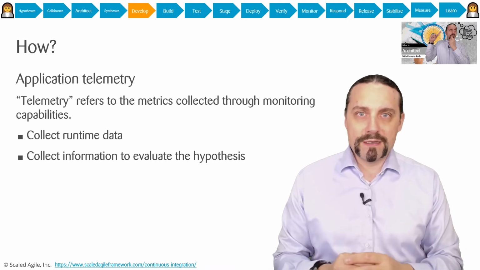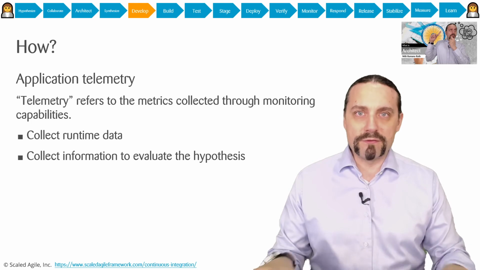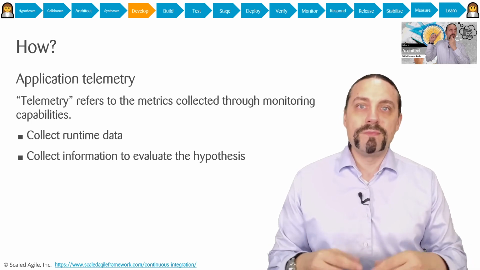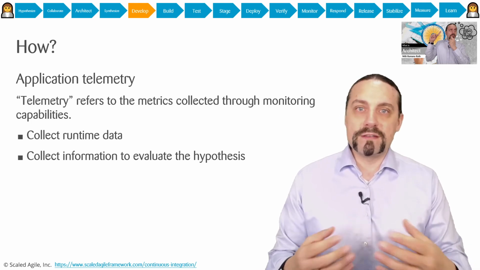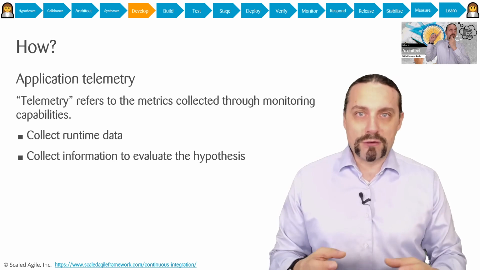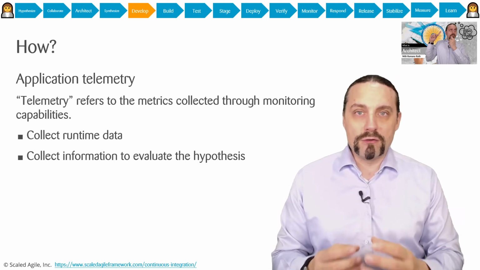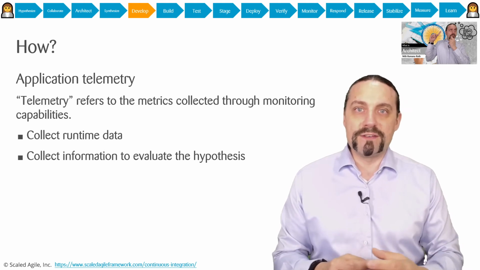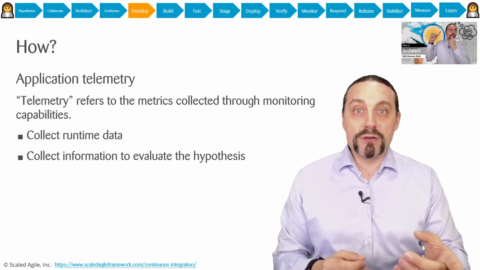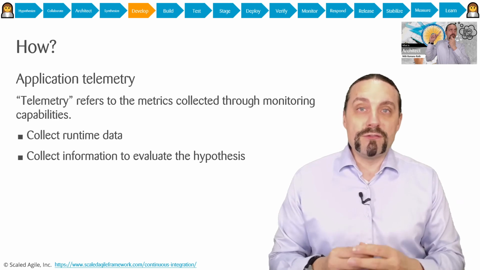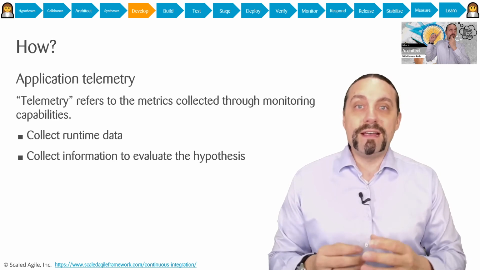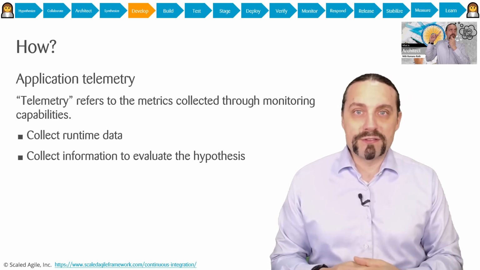So we need to think about what kind of information we need to log out into a telemetry system or a logging system, and collect all of the information there so that we can operate the system as efficiently as possible. But we also need to have the information to evaluate our hypothesis.